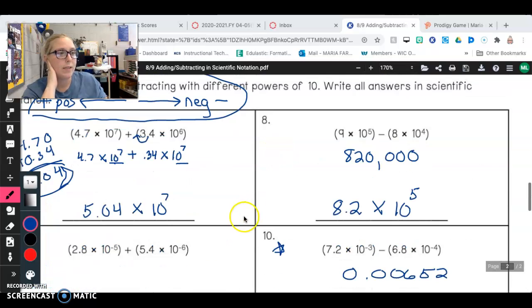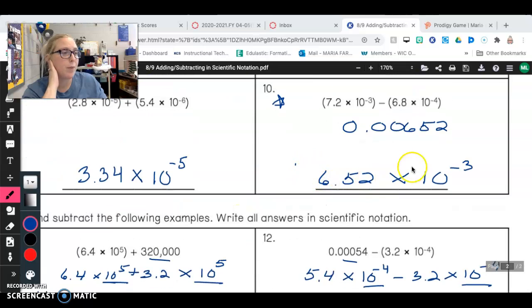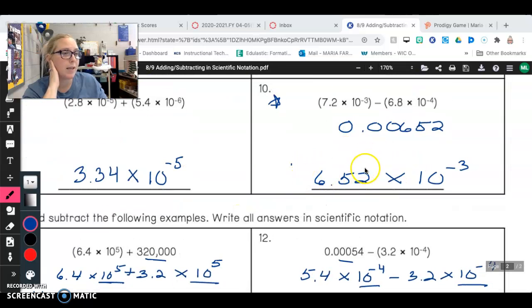Moving on, we did some of these together. I know everybody had to do number 10 as independent practice. You had to use the calculator. This was the answer you got in the calculator. In scientific notation, that was 6.52 times 10 to the negative 3rd power.